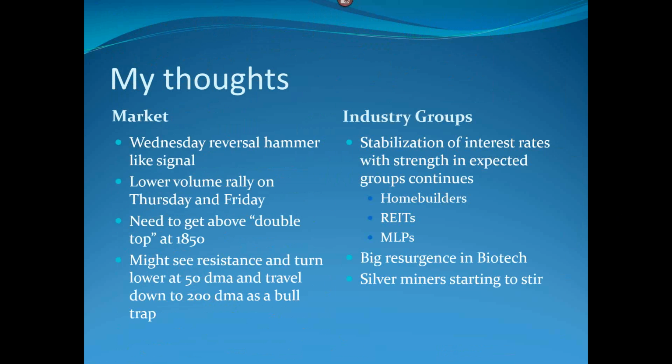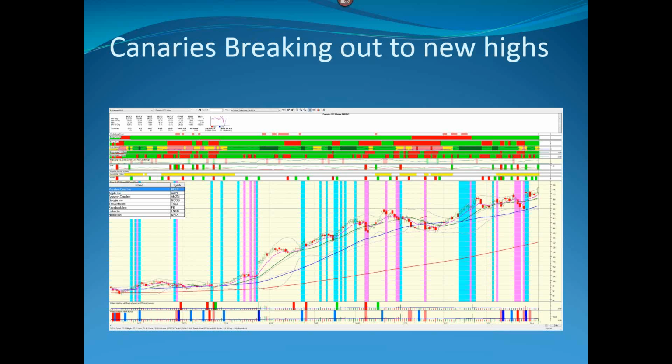From industry groups, the stable interest rate groups seem to continue to do well, but boy, was there a resurgence in biotech this week, especially on Friday, and silver miners perhaps starting to stir. Canaries, a list of market leaders over the last year. You can see the strong performance of the group, clearly at least a double in the last 10 months.